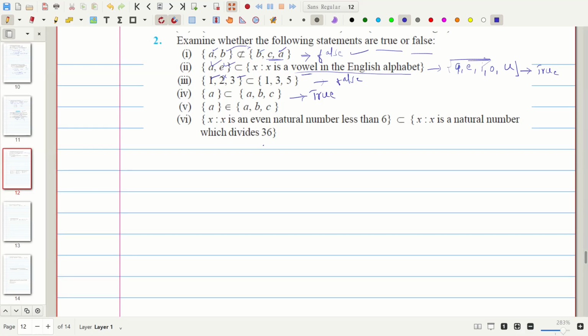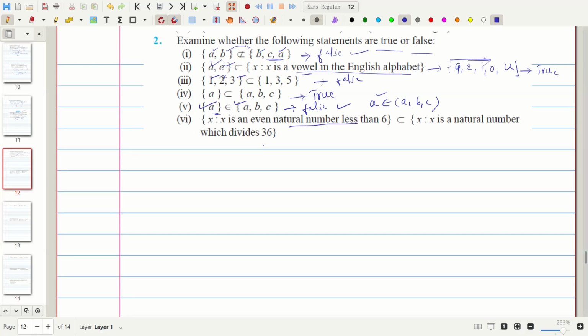And here, a belongs to this set, but here a is given as a set. It is false, because the element has to be written like this, a, b, c. This is the meaning of that, but here it is given as a set. This is wrong.